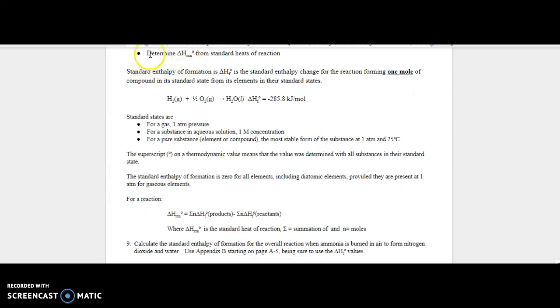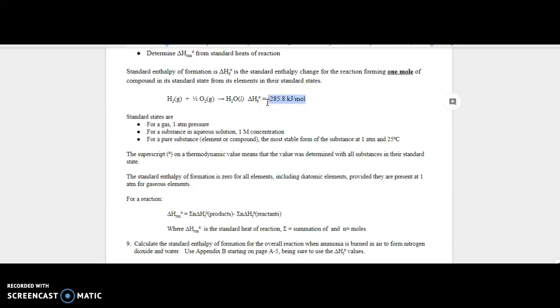So our next goal is to look at determining delta H reaction from standard heats of formation. So we have another delta H, and you'll notice this is a formation. It has a little f with the degree sign, and that is the standard enthalpy change. So again, enthalpy is heat or energy for the reaction forming 1 mole of compound in its standard state from its elements in their standard state. So that's a definition you definitely should know for the AP exam. So for water, from its standard state, hydrogen is normally a gas, oxygen is normally a gas, water is normally a liquid. So that's why this is a heat of formation in standard form.